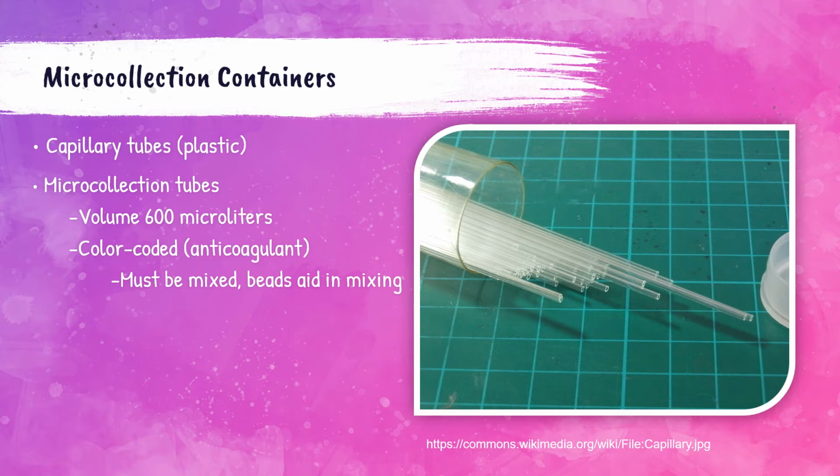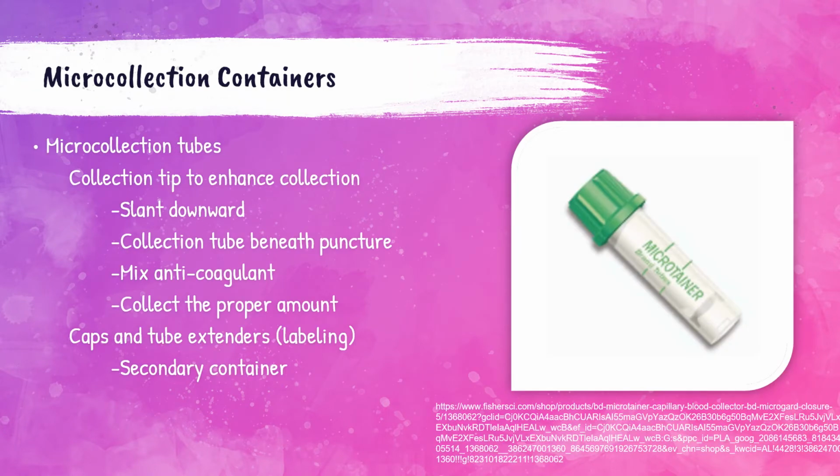Those with anticoagulants, such as the purple or the green tops, must be mixed. A picture of a micro collection container is on the next slide. So here it is right here. When collecting a micro collection tube or a micro container, it should be slanted downward to allow blood to run toward the bottom of the tube. The collection tip should be placed beneath the puncture so that it touches the underside of the drop of blood. The sample may have to be mixed during collection to prevent clotting if the process is too slow.